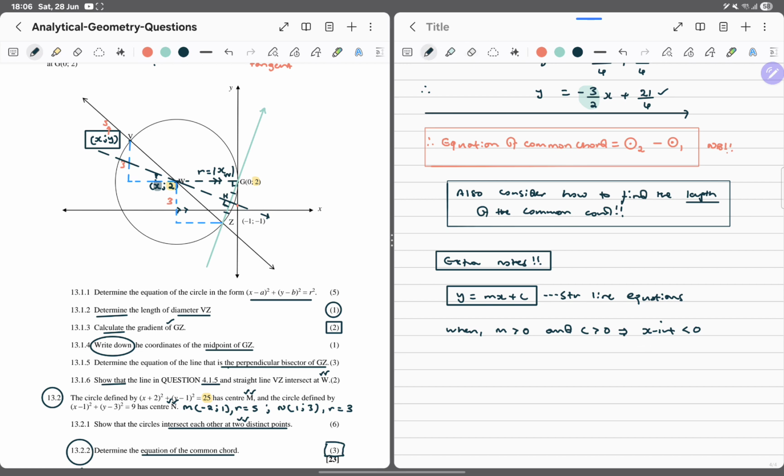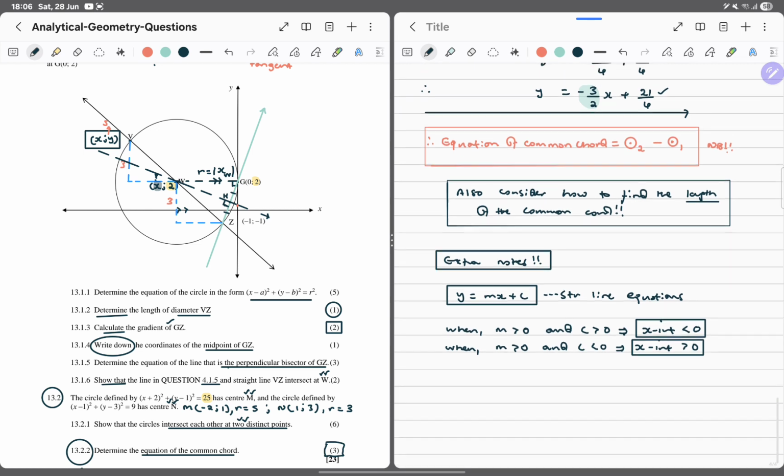Let's just say when the gradient is greater than 0 and c is less than 0, we know that the x-intercept is going to be greater than 0. Now, what I want you guys to pay attention to is the end result, because this is what kills a lot of students. They don't get this.